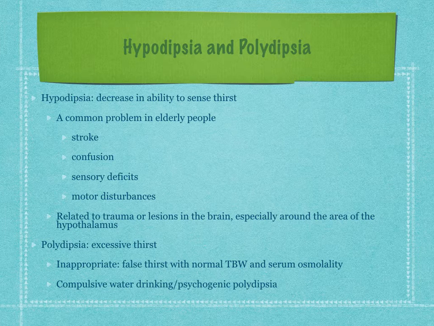Hypodipsia represents a decrease in the ability to sense the need for thirst. It's a common problem in elderly people, especially if they've had a stroke, if they have confusion, sensory deficits, or motor disturbances. It's often related to trauma or lesions in the brain, especially around the area of the hypothalamus. Polydipsia is caused by heart failure or chronic kidney disease and may be related to increased angiotensin II levels.